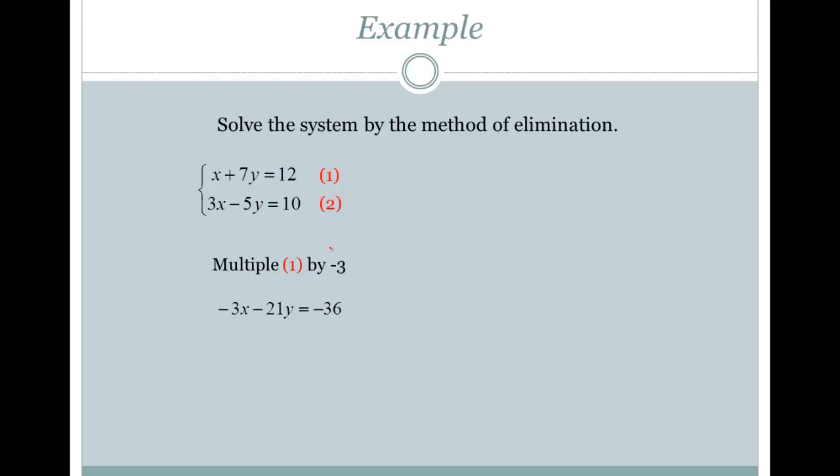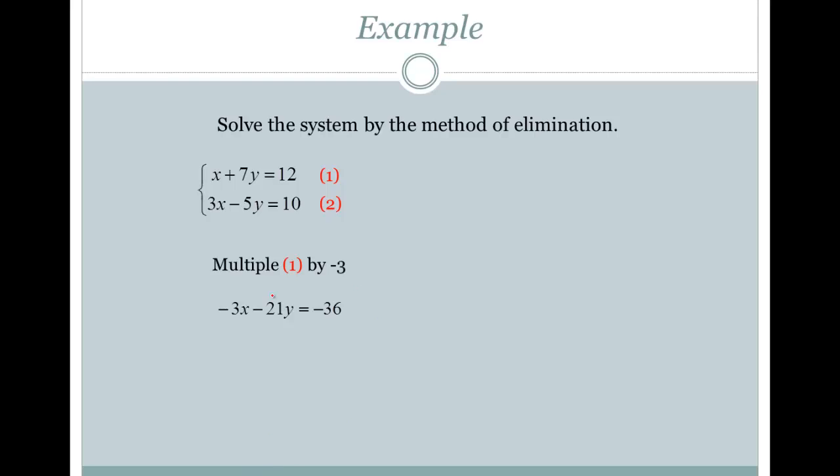Make sure at this point that you're multiplying the entire equation by negative 3, not just the x term. It has to be the entire equation. And what you do to one side, you have to do to the other. By doing that, I'm not changing the integrity of the equation. It's still the same equation.